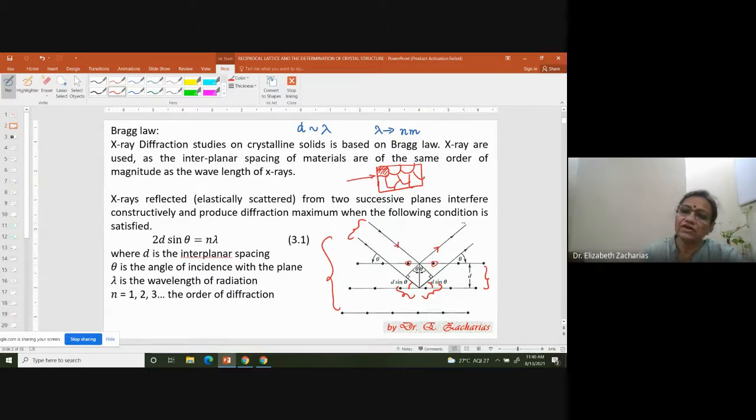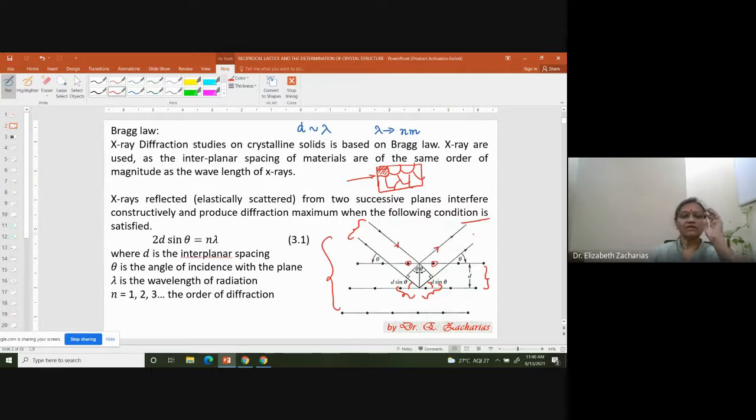So finally, let us say it is going to reach some photographic plate. You know that X-rays can darken photographic plates. So let's say you're placing a plate. When they hit the plate, they are going to have a path difference.